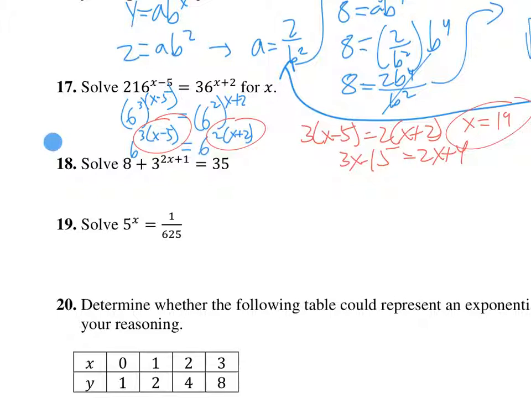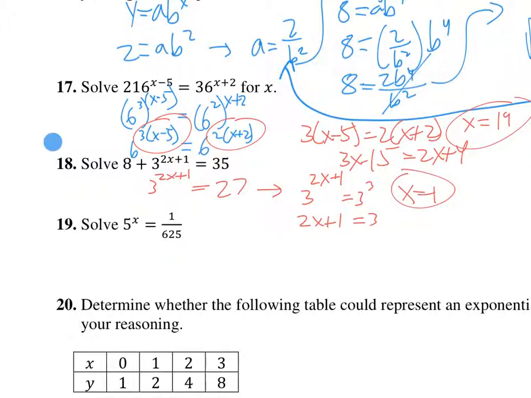Okay? Over here, you want to subtract 8 from both sides first. We get 3 to the 2x plus 1 equals 27. We can rewrite this 27 as 3 to the 3rd power. And so now we know that 2x plus 1 equals 3. Subtract 1, divide by 2, we see that x equals 1.